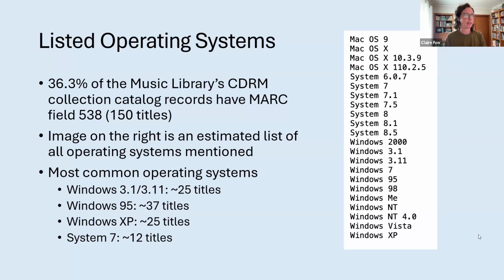But what this can do for me is I can start to make decisions in a few different ways. One is just to consider which operating systems appear the most frequently. This is a ballpark estimate, but looking at Windows 3.1, Windows 95, Windows XP, and System 7, this gives me a direction that I can go in to decide which operating systems I want to make sure that I have available so I can start to build emulated computing environments. So yeah, next slide.